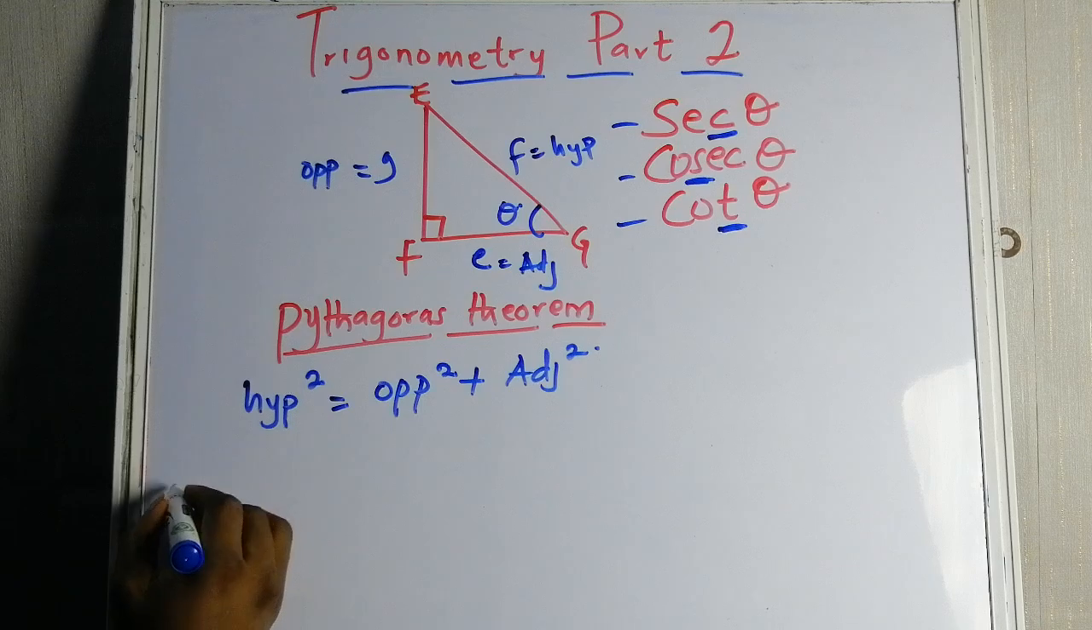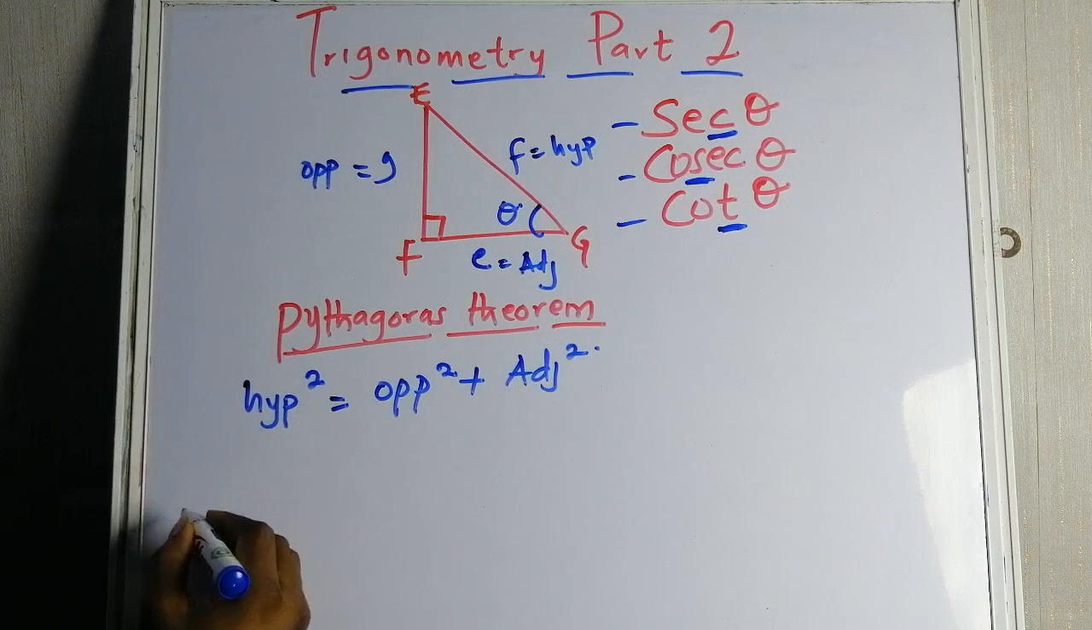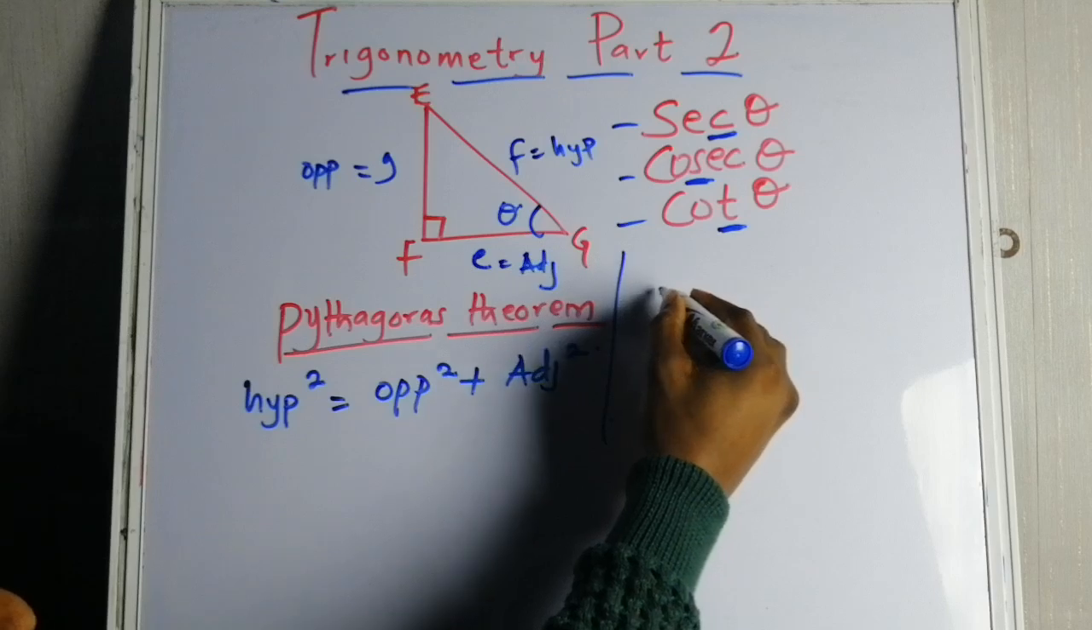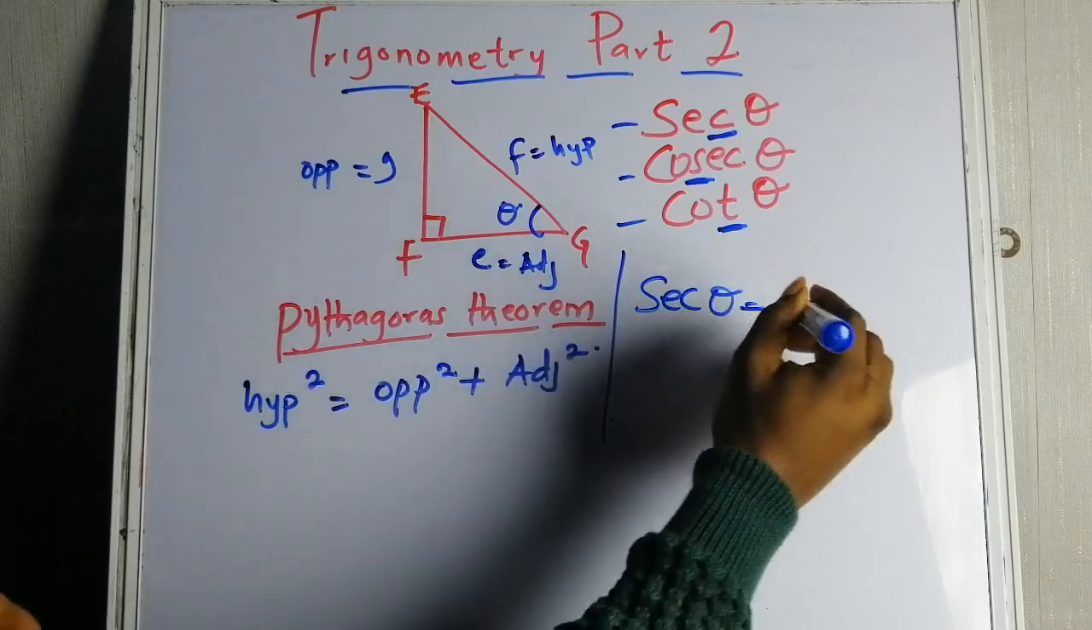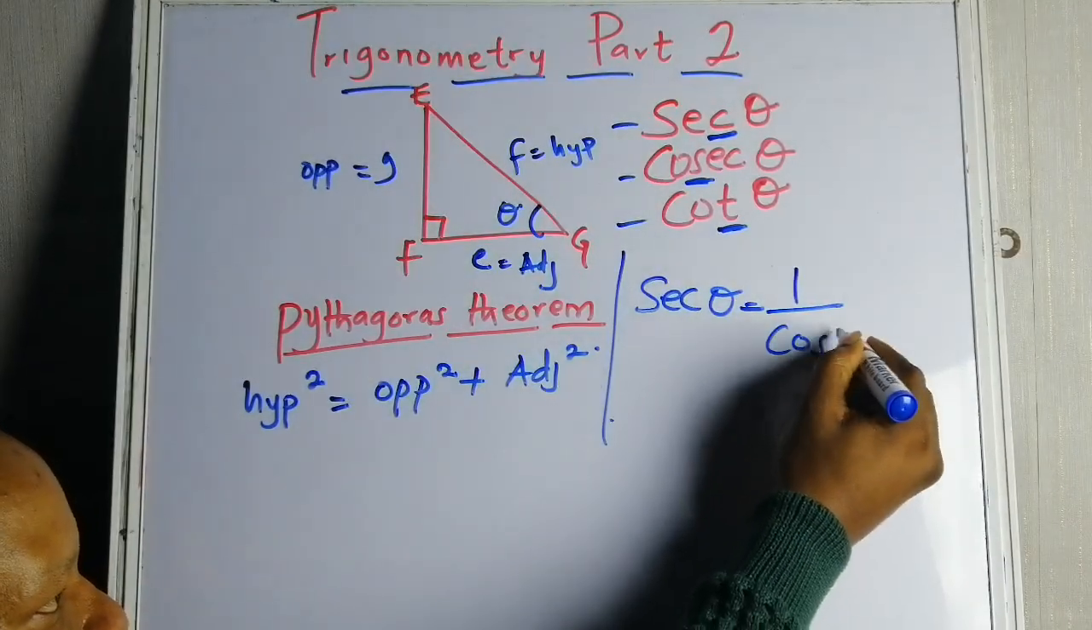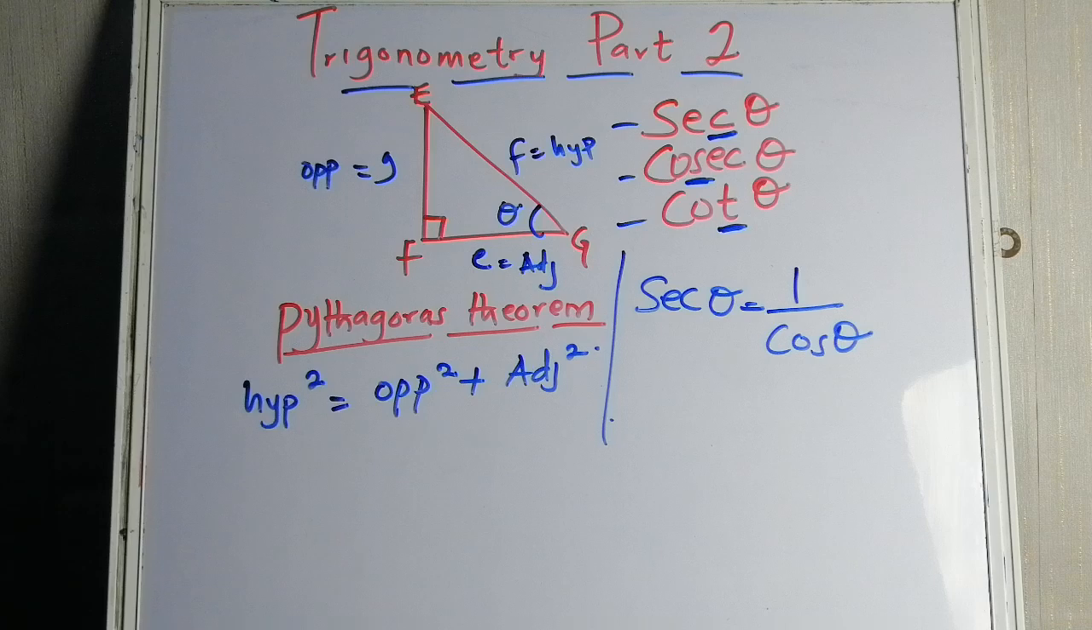That implies that sec theta, the third alphabet is C. So it means it's 1 over cos theta. That is the meaning. C there means cos. So sec theta is the same thing as 1 over cos theta. Very, very important. So sec theta is equal to 1 over cos theta.